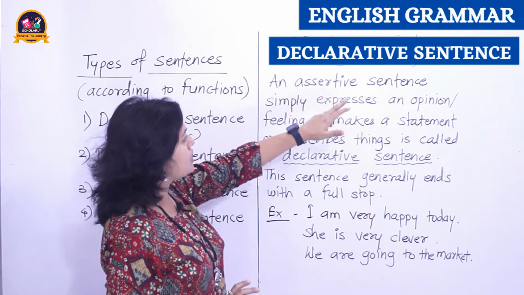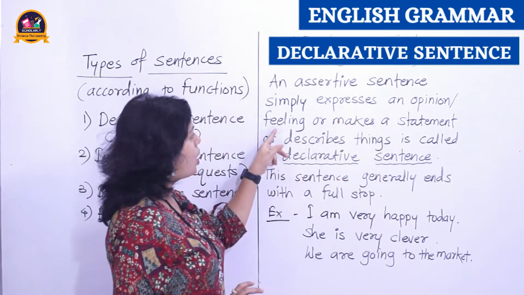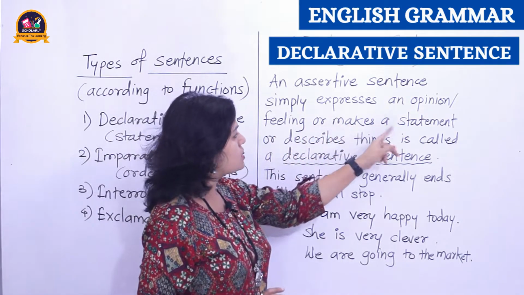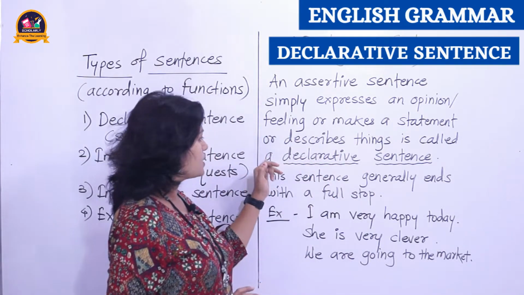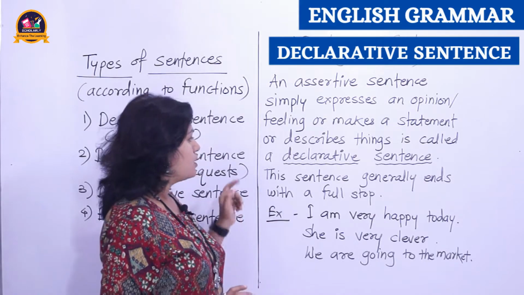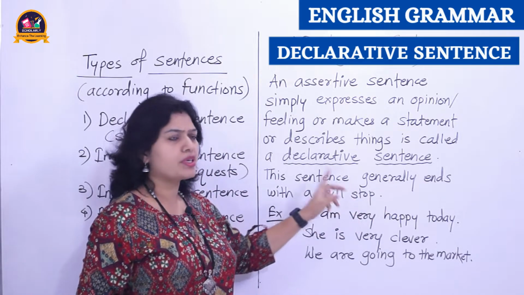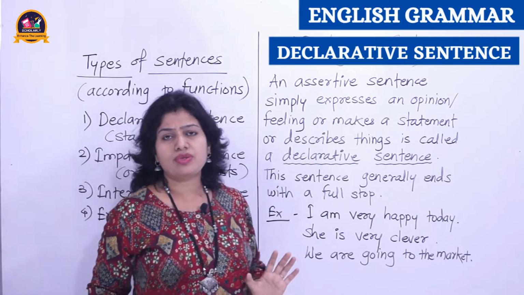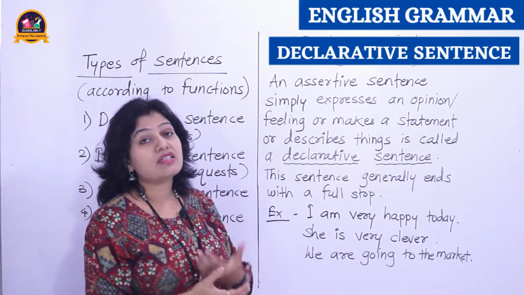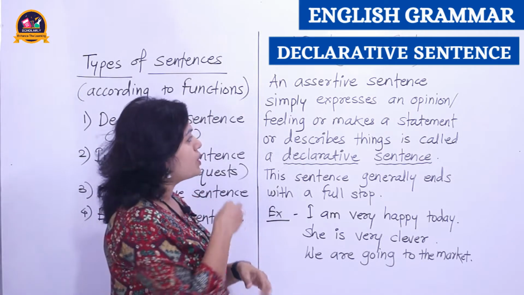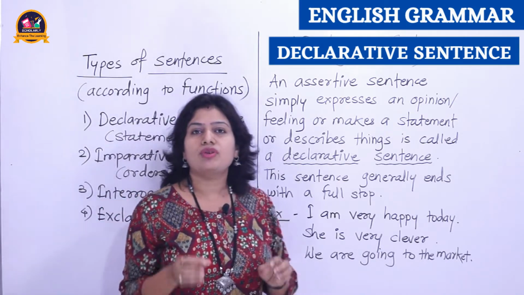An assertive sentence simply expresses an opinion or feeling or makes a statement or describes things. It's called as a declarative sentence. This sentence generally ends with a full stop, that is a period. A simple assertive sentence which describes anything or which makes a statement or which expresses an opinion or a thought generally ends with a full stop.